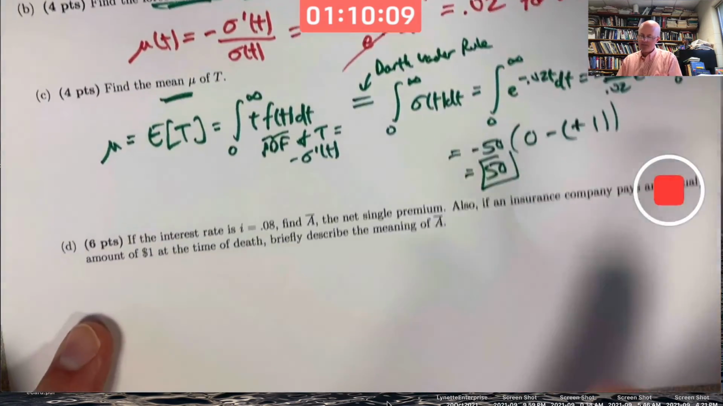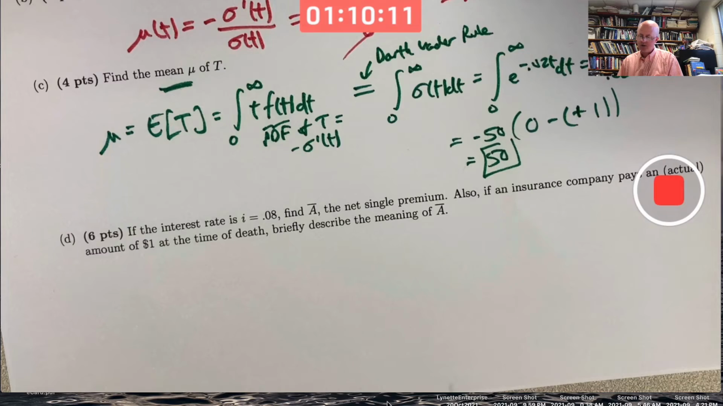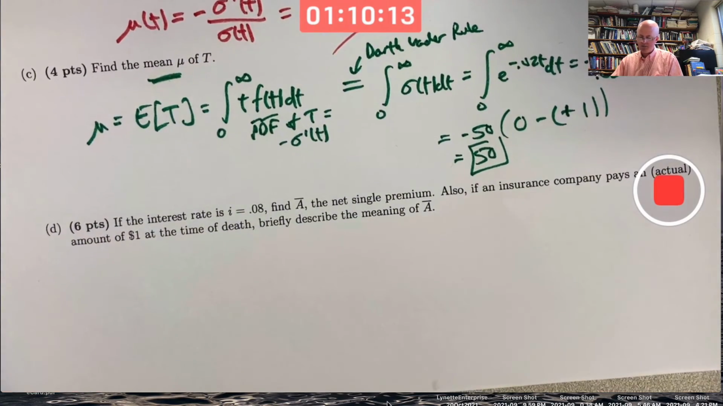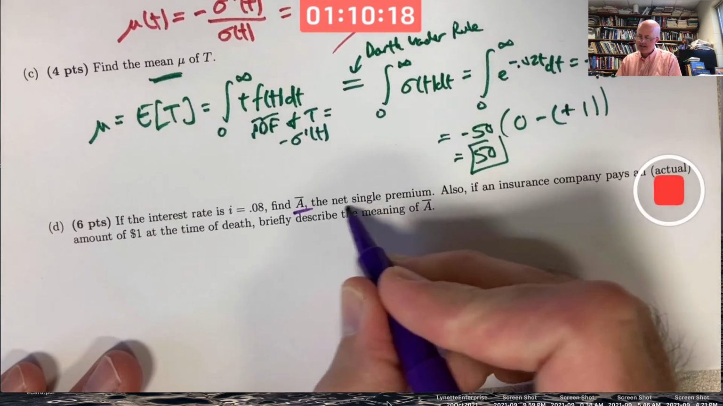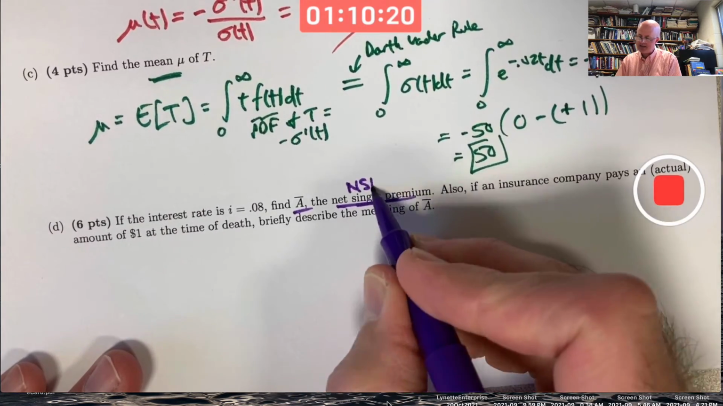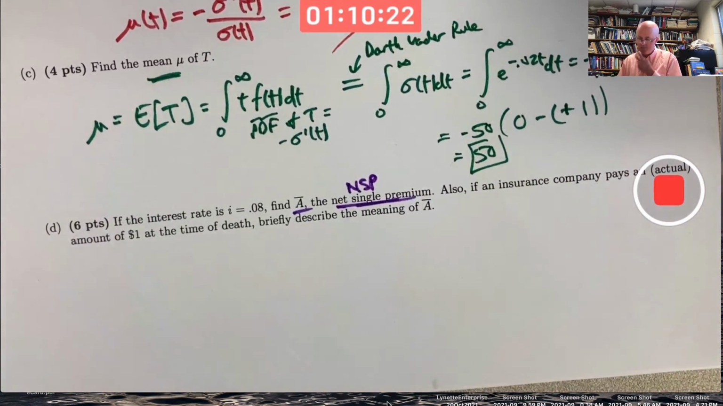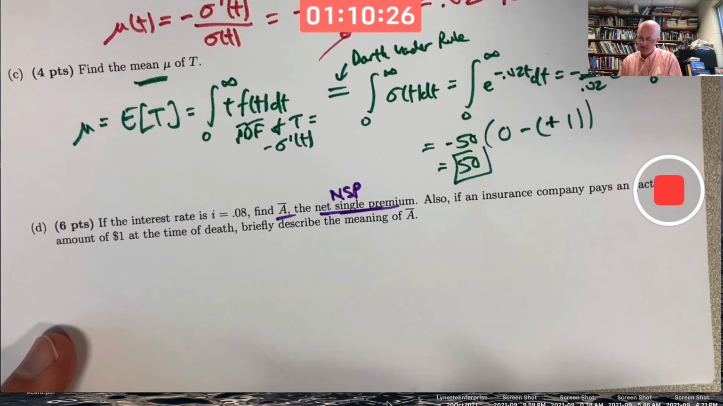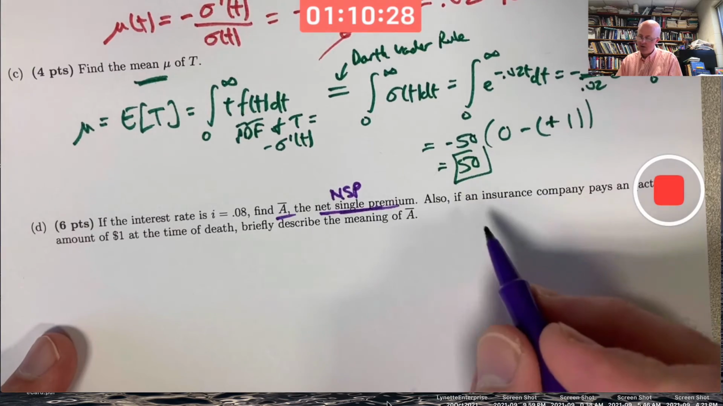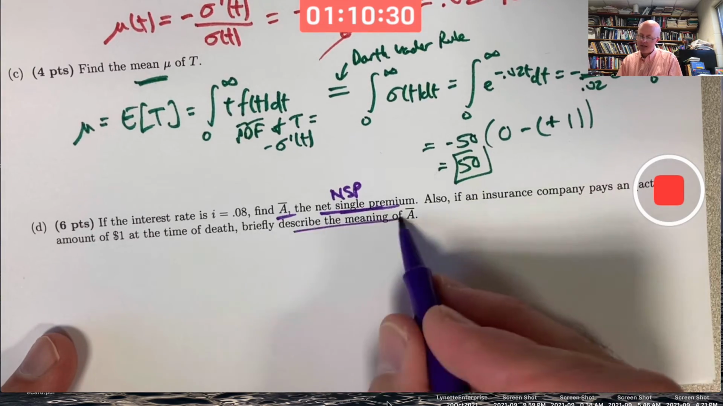Last part of the last problem, part D. If the interest rate is 0.08, 8% per year, say, find A bar, the net single premium, NSP. This is an actuarial science concept. It's a mean, it's an expected value. Of what, though? We need to describe the meaning of A bar as well.